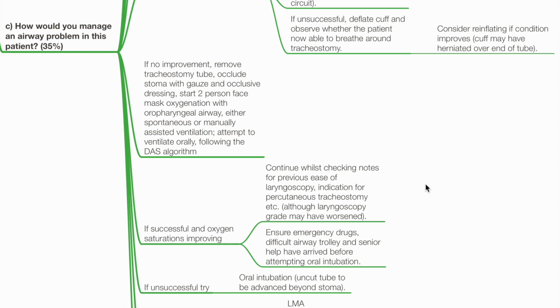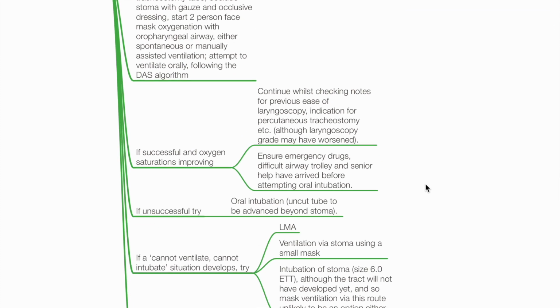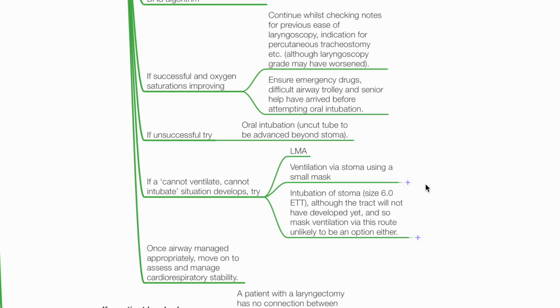If unsuccessful, try oral intubation. If a cannot ventilate and cannot intubate situation develops, try supraglottic airway device, ventilation via stoma using a small mask, or intubation of the stoma with a size 6 ETT. Once airway managed appropriately, move on to assess and manage cardiorespiratory stability.